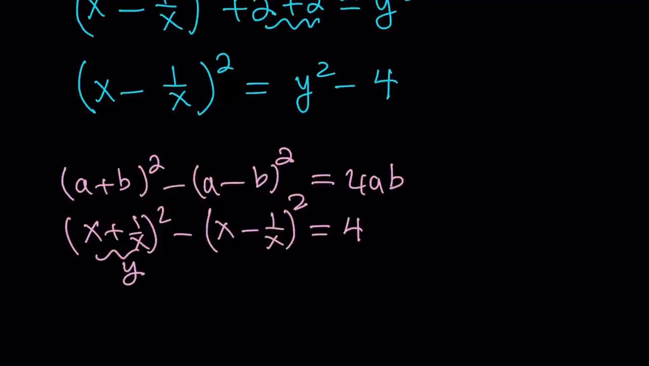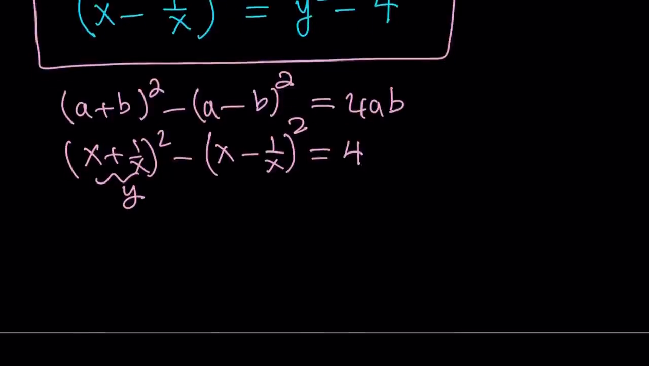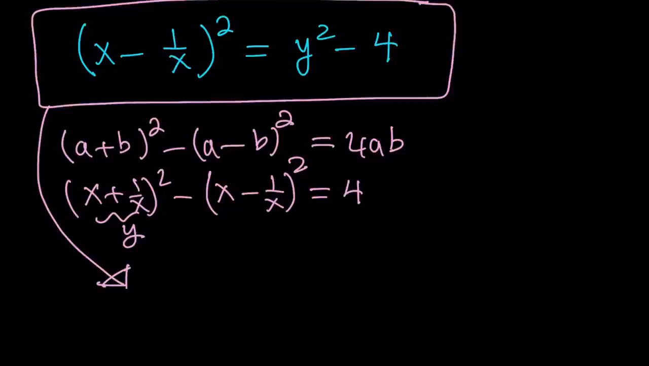So our goal was to get x minus 1 over x, not squared, but x minus 1 over x, but we can easily square root that. But at this point, we have to be careful because there are two numbers basically whose square equals y squared minus 4. So we have to use the absolute value here.